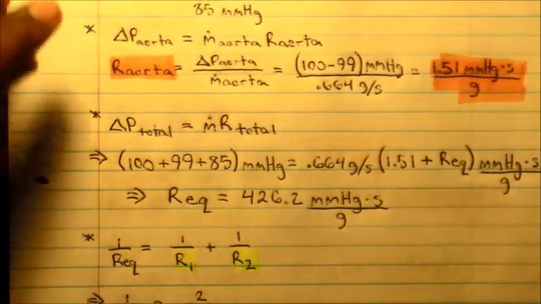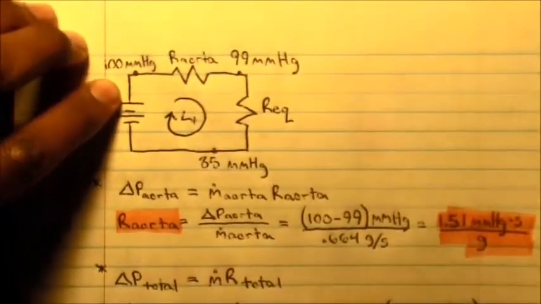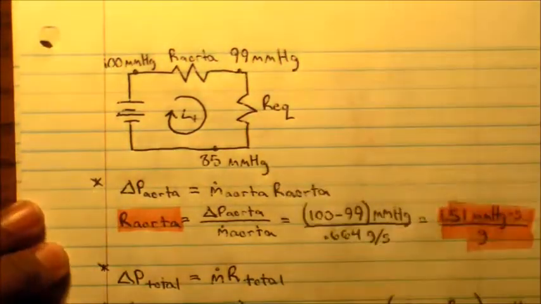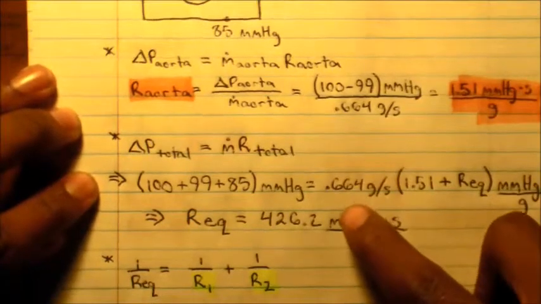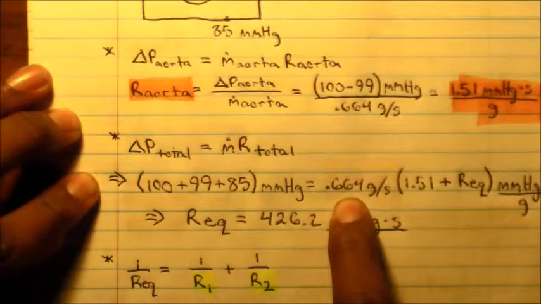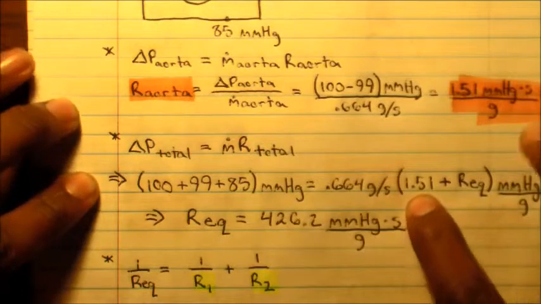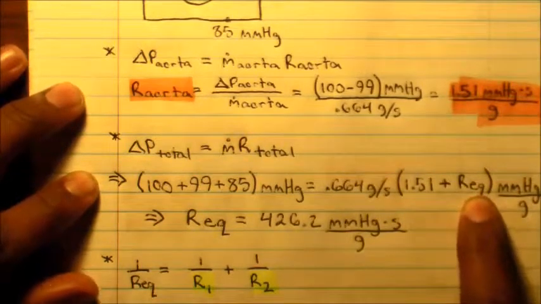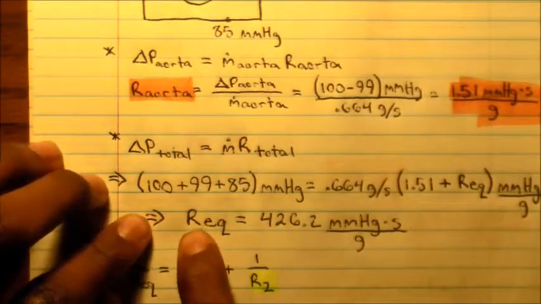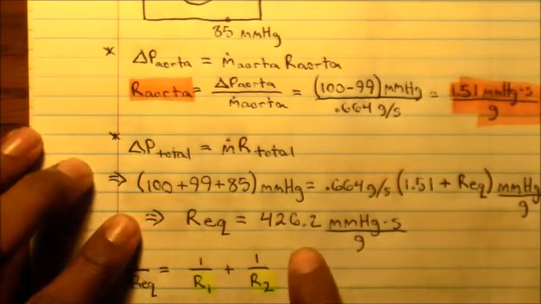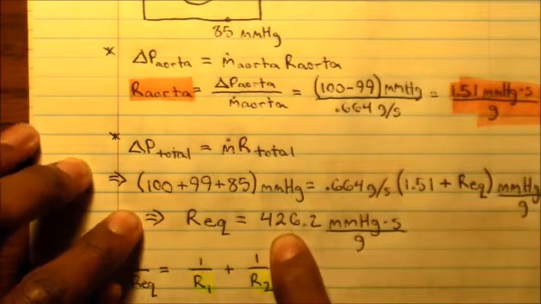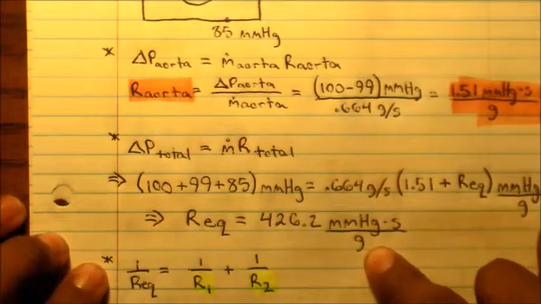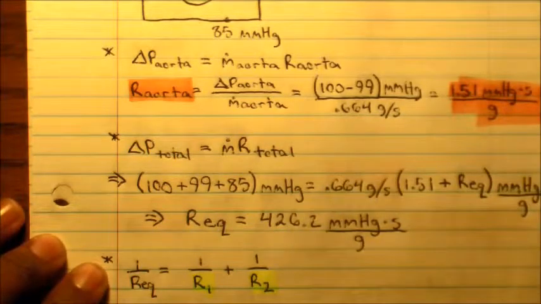And so we have the total pressure, which we see in this circuit to be 100 plus 99 plus 85 millimeters mercury, equals the mass flow rate that we solved for earlier times 1.51, which is the resistance of the aorta, plus the equivalent resistance of the coronary arteries. From there, you can solve for the equivalent resistance, and you get 426.2 millimeters of mercury times seconds per gram for the equivalent resistance of the two coronary arteries.